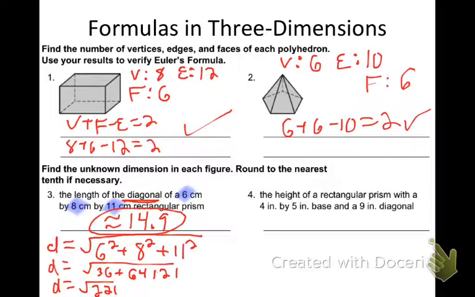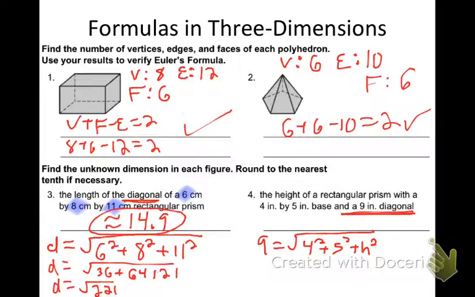Number 4 is a little bit tougher. Why is number 4 tougher? Because it gives me the diagonal. So it says 9 equals the square root of 4 squared plus 5 squared plus h squared. Why do I say h squared? Because I'm trying to find the height. So I work this out here.